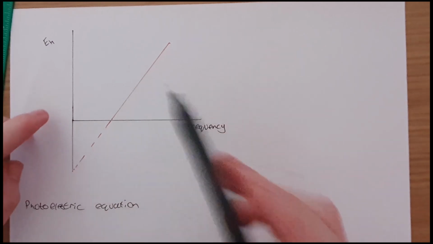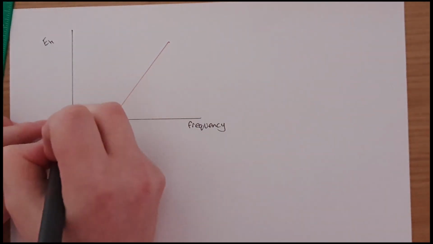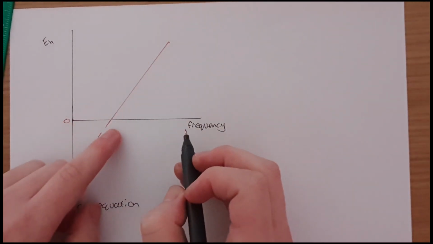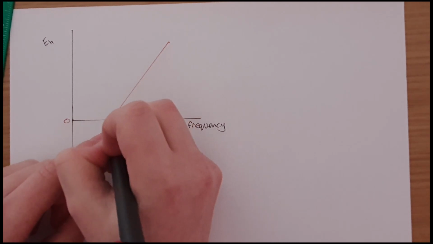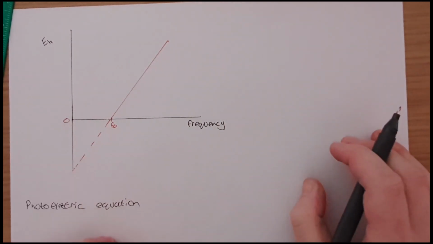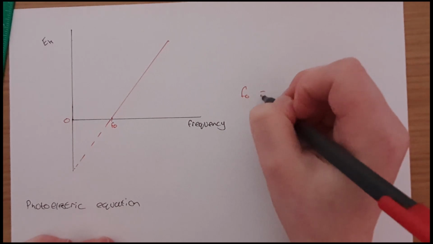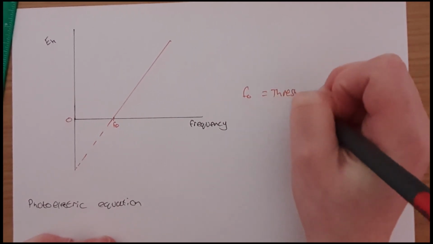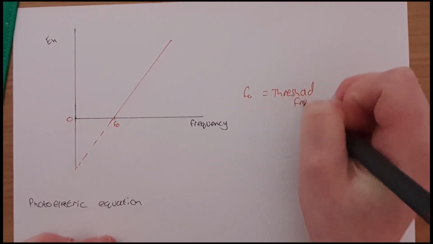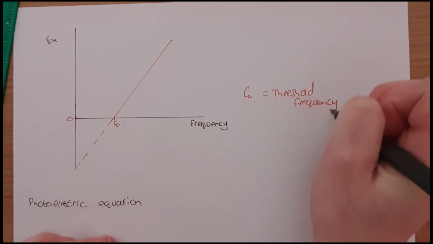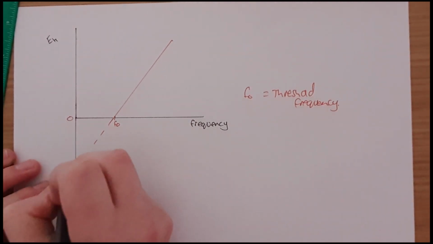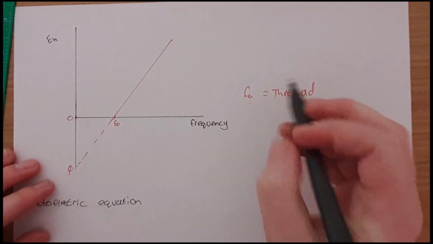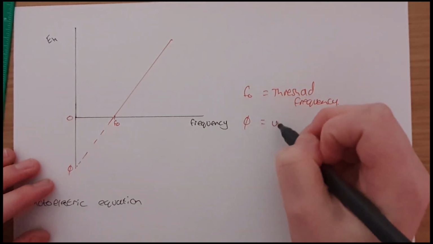Now, we have kinetic energy. At zero kinetic energy, we're going to have something called the threshold frequency. So our x-intercept is going to represent the threshold frequency. Now, my y-intercept is going to represent the work function.